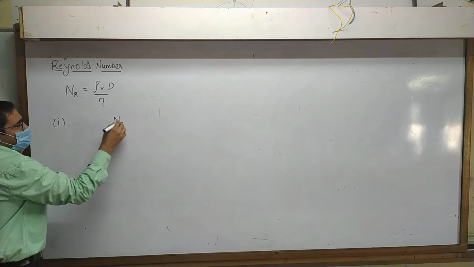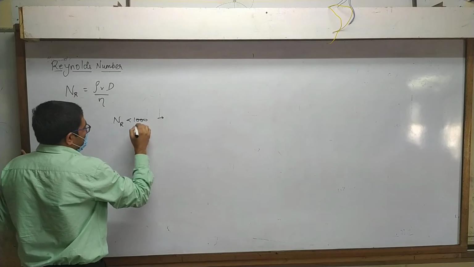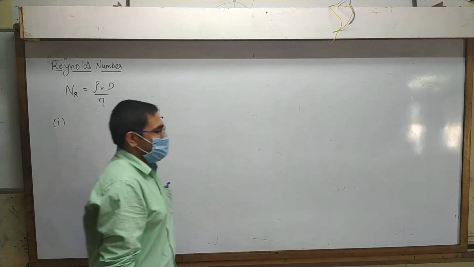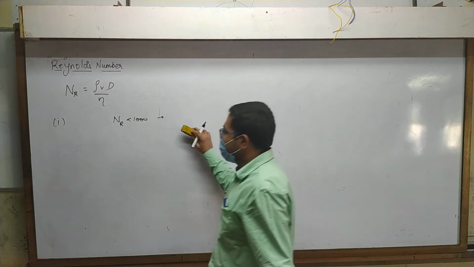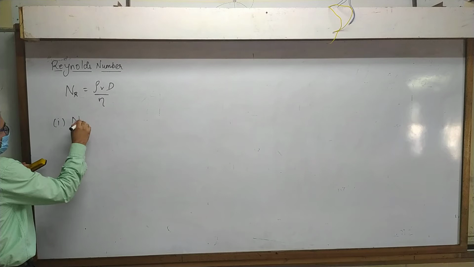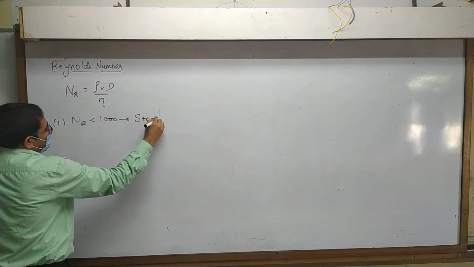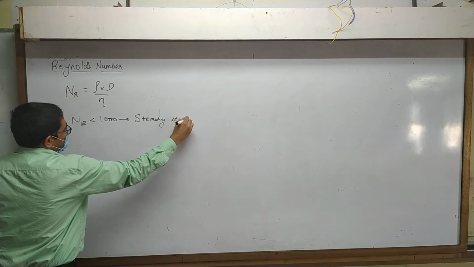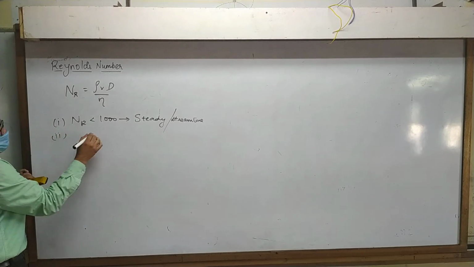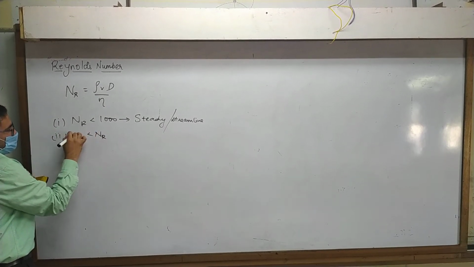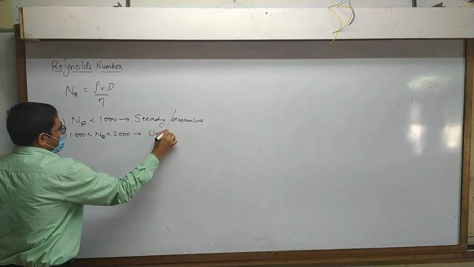So, if NR is less than 1000, then we say that the flow is steady or streamlined. Okay. If NR is less than 1000, that will indicate the flow is steady or streamlined. Second possibility is NR is between 1000 and 2000. Then it is unstable flow.